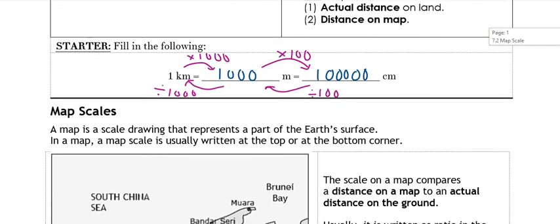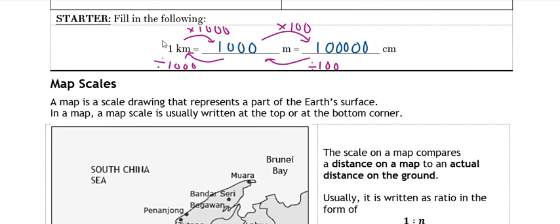Another thing that you have to remember is that when you convert kilometers into centimeters, 1 kilometer equals 100,000 centimeters. Recall this, remember this: 1 kilometer equals 100,000 centimeters.